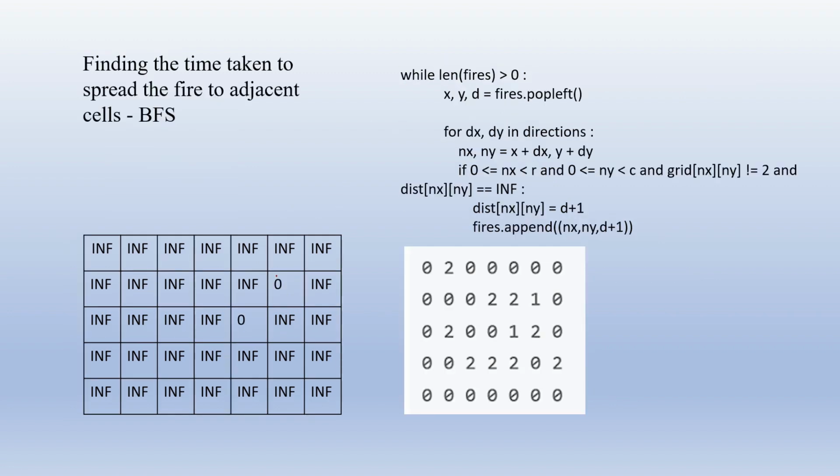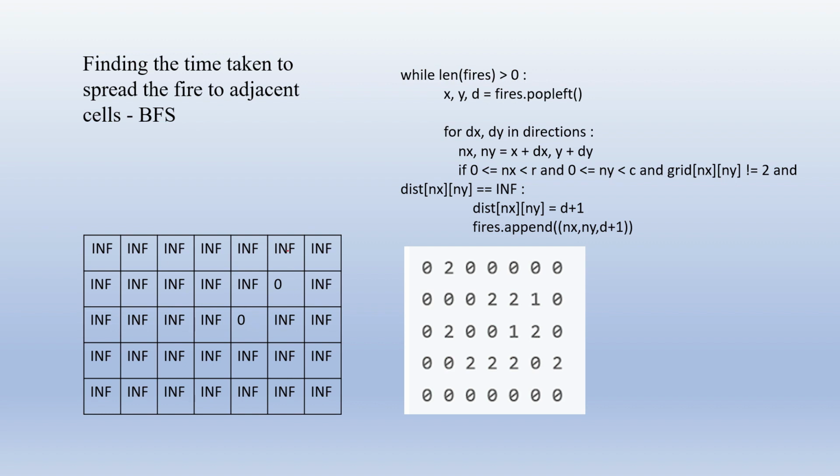Next, now we are finding the number of minutes taken to spread the fire to each cell. At time equal to 0, these cells are fired. Let's find the number of minutes taken by a fire cell to spread to all the adjacent cells. Initially, the fire cells are here and here.